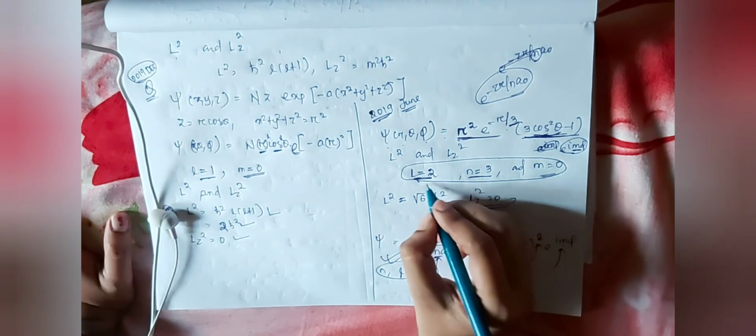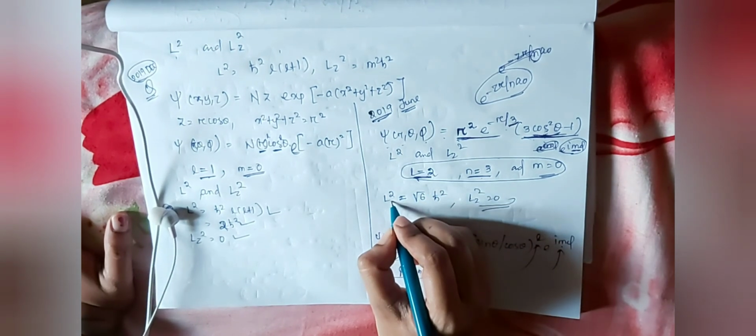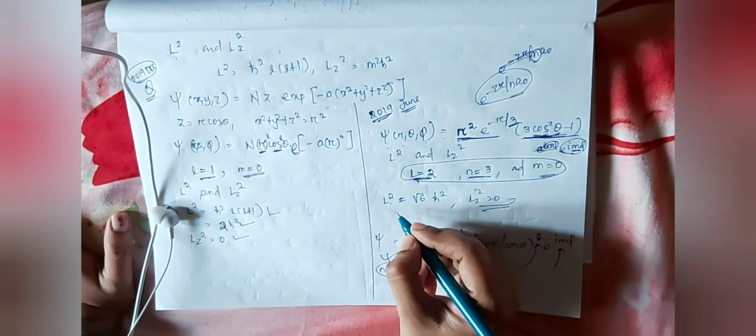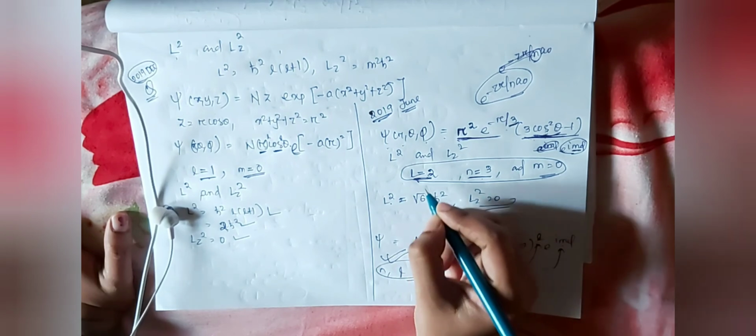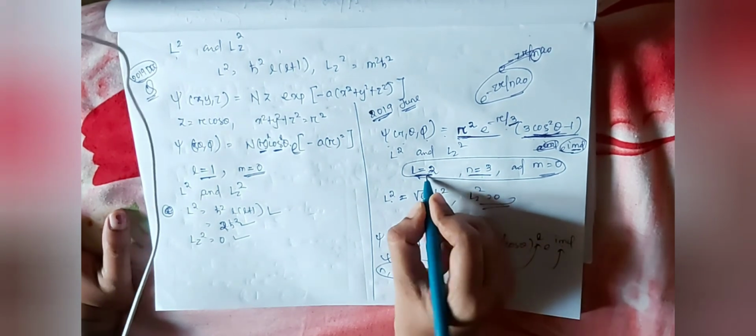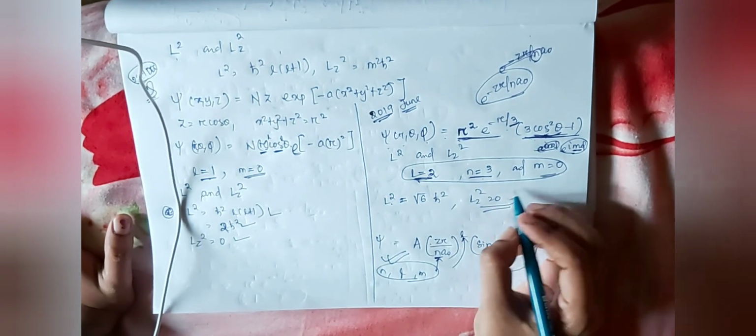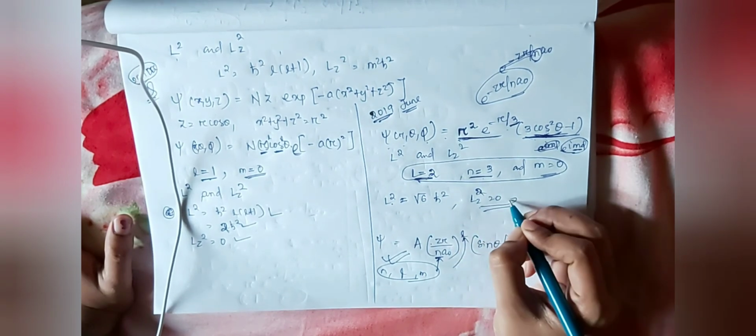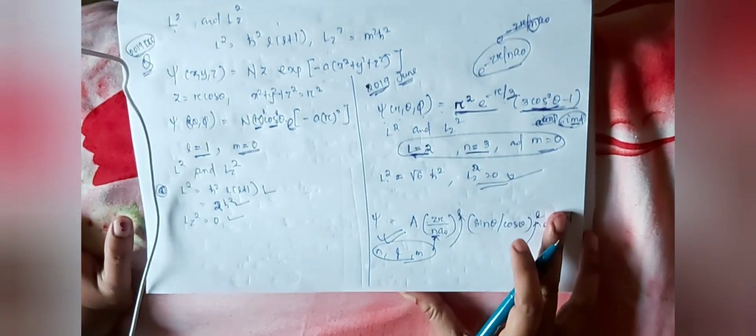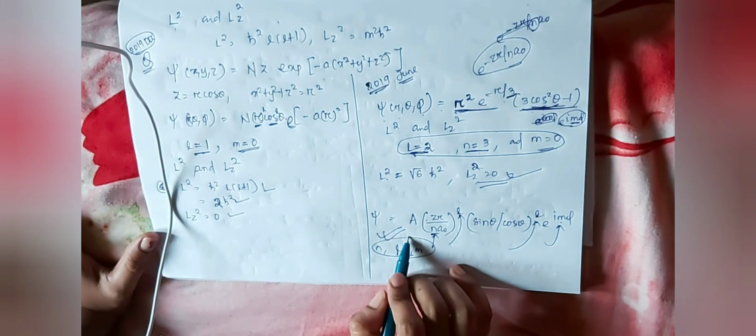Okay, so from here I can determine the value of L square by putting in the equation L square is equal to h cut square L into L plus 1, where the value of L is equal to 2 and the value of m is equal to 0. So from that I will get the value of Lz square equal to 0. Okay, so this is the equation.